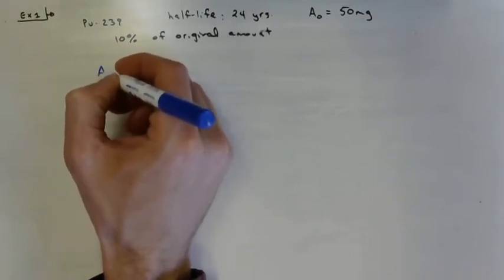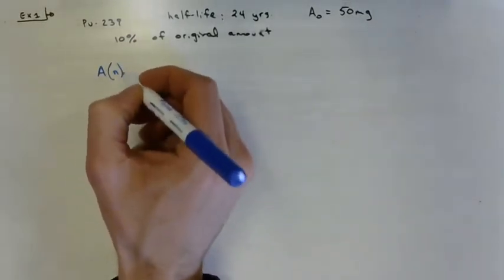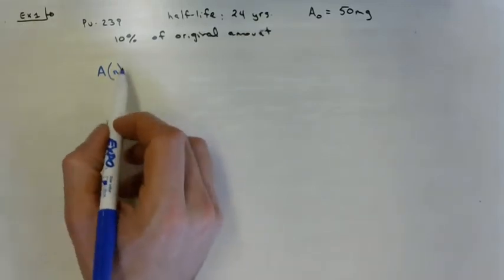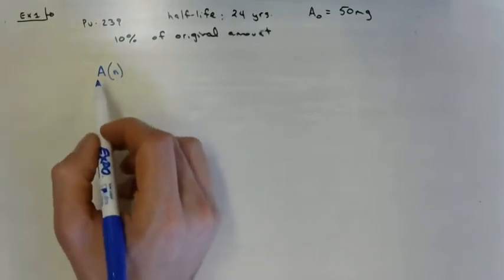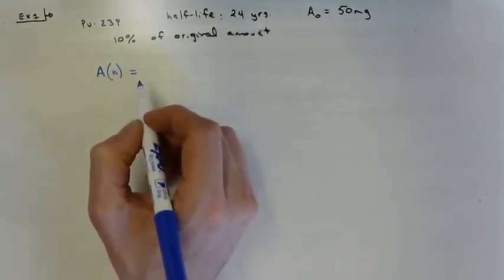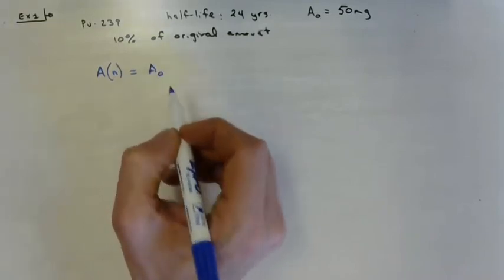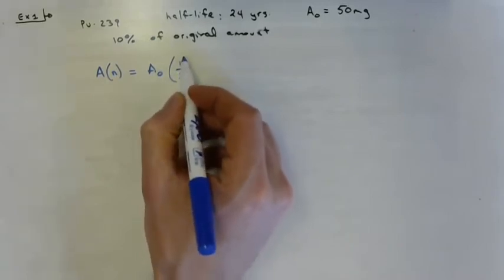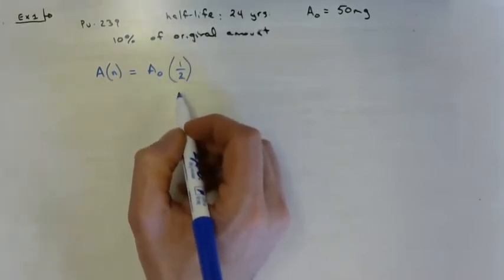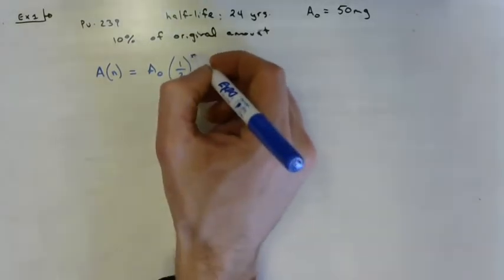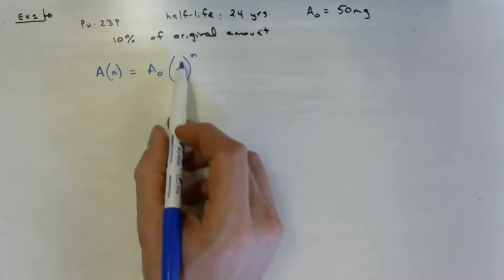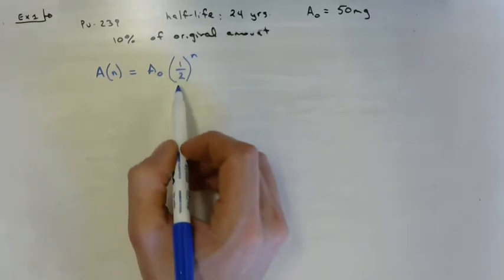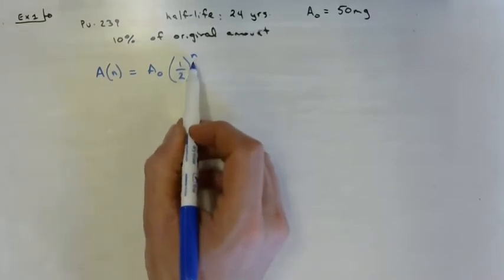So we're talking about the amount with respect to the number of half-life periods. So this is going to be the new amount, the amount that's remaining. It's going to be equal to our original amount times our decay factor, which when you're talking about half-life is always going to be half, to the power of n. That means that we're going to cut this amount in half n times. We're going to multiply it by 1/2 for as many half-life periods as we need to.